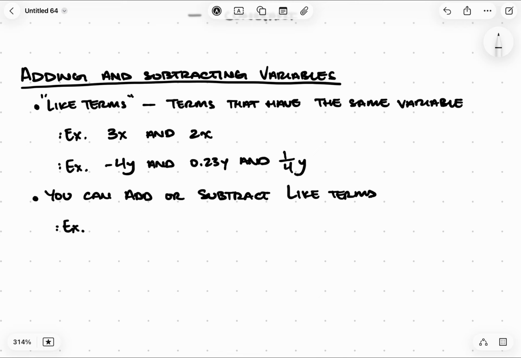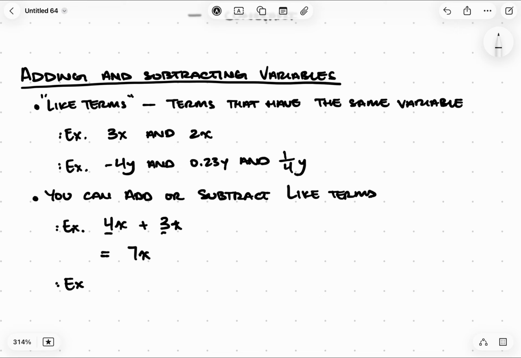Let's get started with an example here though. Let's say I have 4x plus 3x. If I were to add these, I would take a look at the numbers. I would ignore the letters for now, as long as the letters are the same, like apples and apples. So then I could have 7x.